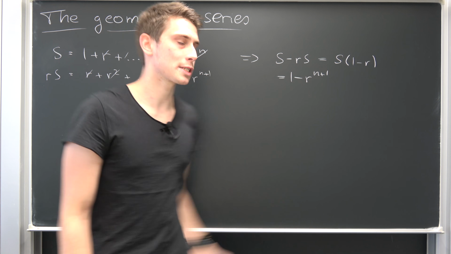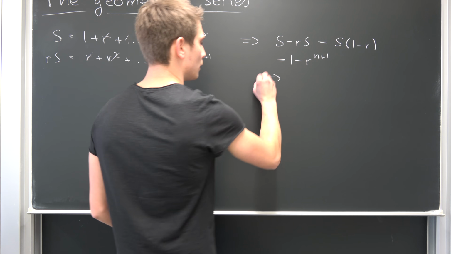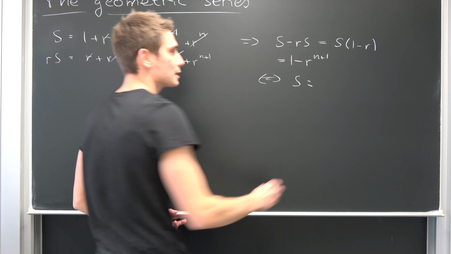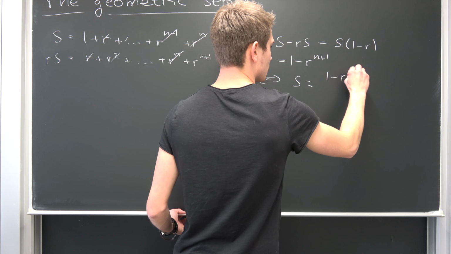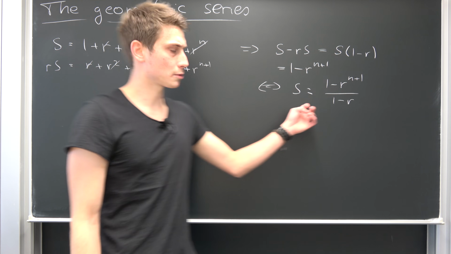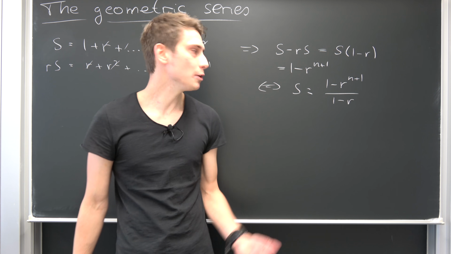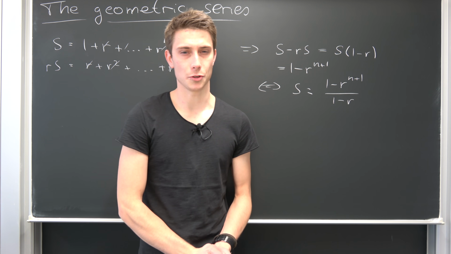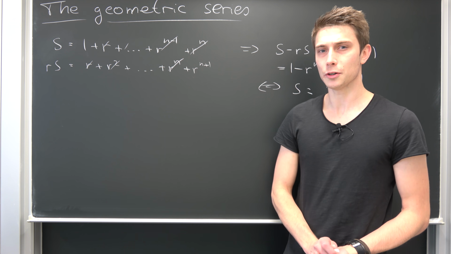So why not divide both sides by 1 minus r to get a final expression for S, namely S is nothing but 1 minus r to the n plus 1th power over 1 minus r. And this right here is, well, our finite case for the geometric series whenever r is not equal to 1. So this is already quite good.